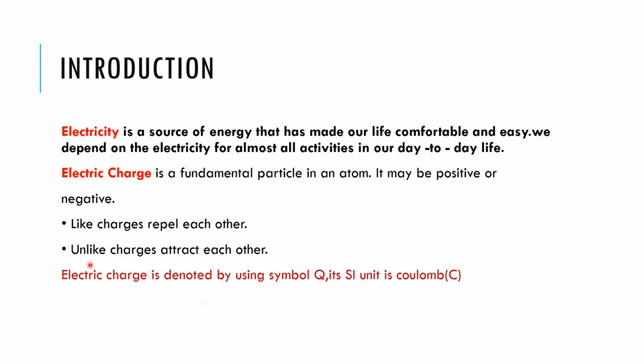Electric charge is a very important term in this chapter of electricity. Electric charge is denoted by the symbol Q. Capital letter Q is used to denote electric charge. Its SI unit is coulomb. So these two terms you need to remember: it is denoted by Q and its SI unit is coulomb. It is named after a scientist, Andre Coulomb, and the SI unit is denoted by the capital letter C. So capital Q and capital C.